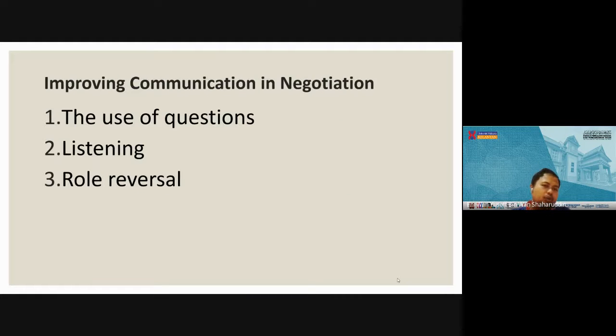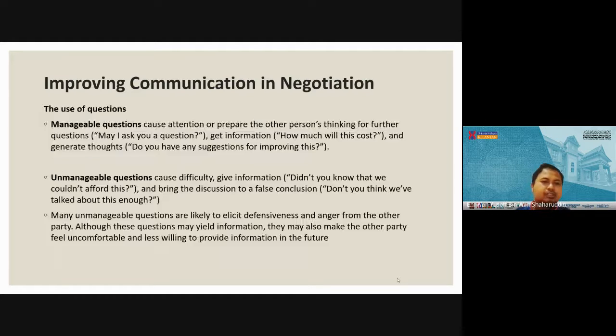Right, so apart from this particular impact that will affect the success of your negotiation process, we also have a few ways to improve communication in negotiation. The three particular measures that can be taken are the use of questions, listening, and also role reversal. In the use of questions, there are two particular forms of question, which are manageable questions and also unmanageable questions.